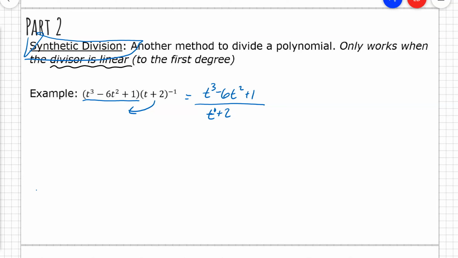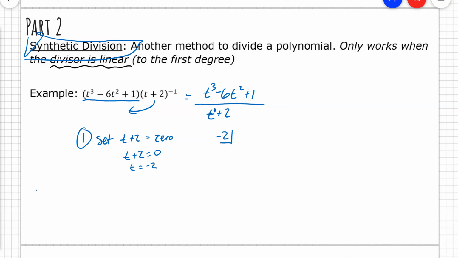The first thing we're going to do is set the denominator equal to 0. That's step 1: set the denominator equal to 0. So t plus 2 equals 0, and t is going to give us negative 2. That value is what we need to divide out of the coefficients of our polynomial.